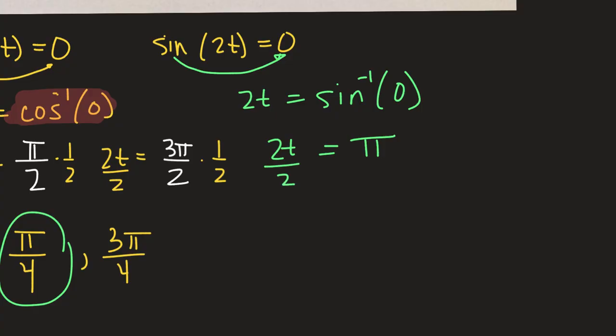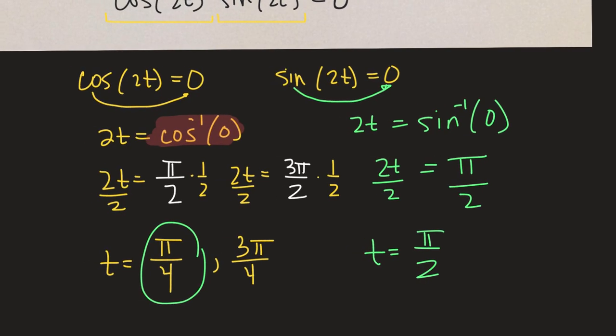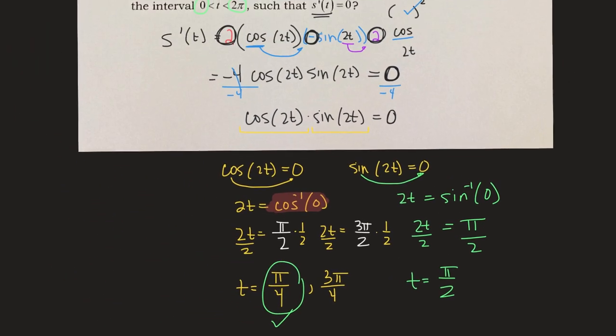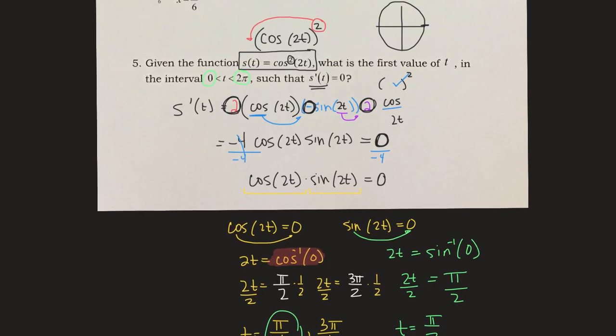And dividing both sides by 2 means I have an answer at pi over 2. So there are three places. But what's the closest one to 0? What's our smallest angle? Pi over 4 is your smallest angle. So that's going to be your answer. Right? There is a lot of pre-calculus in that one. A lot of pre-cal.